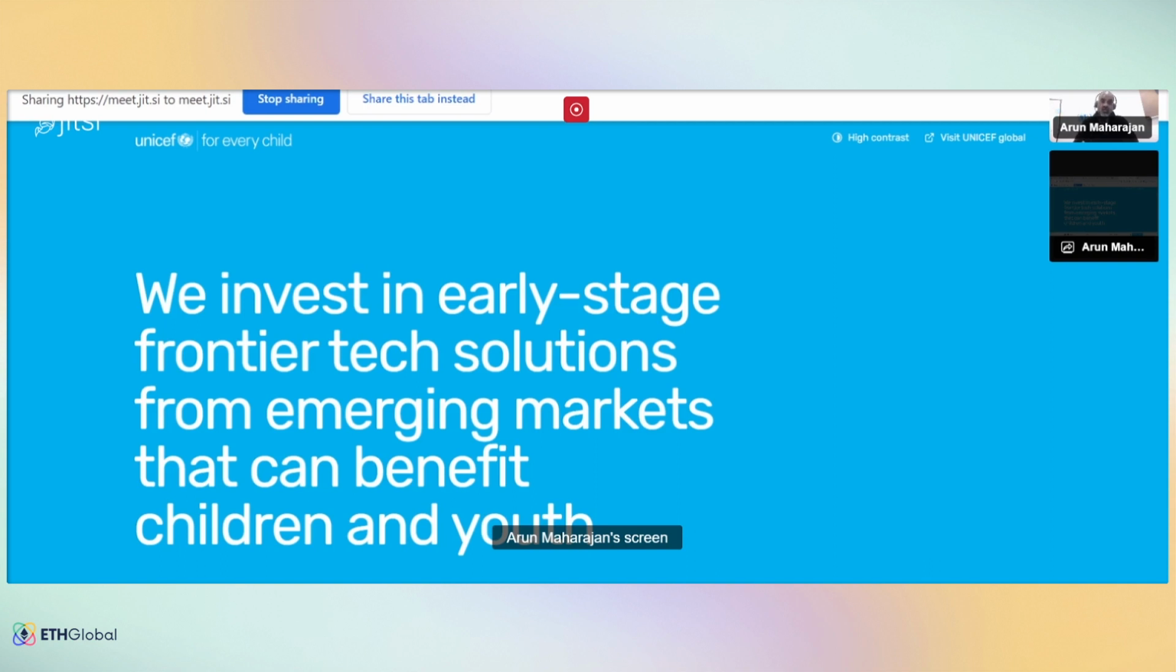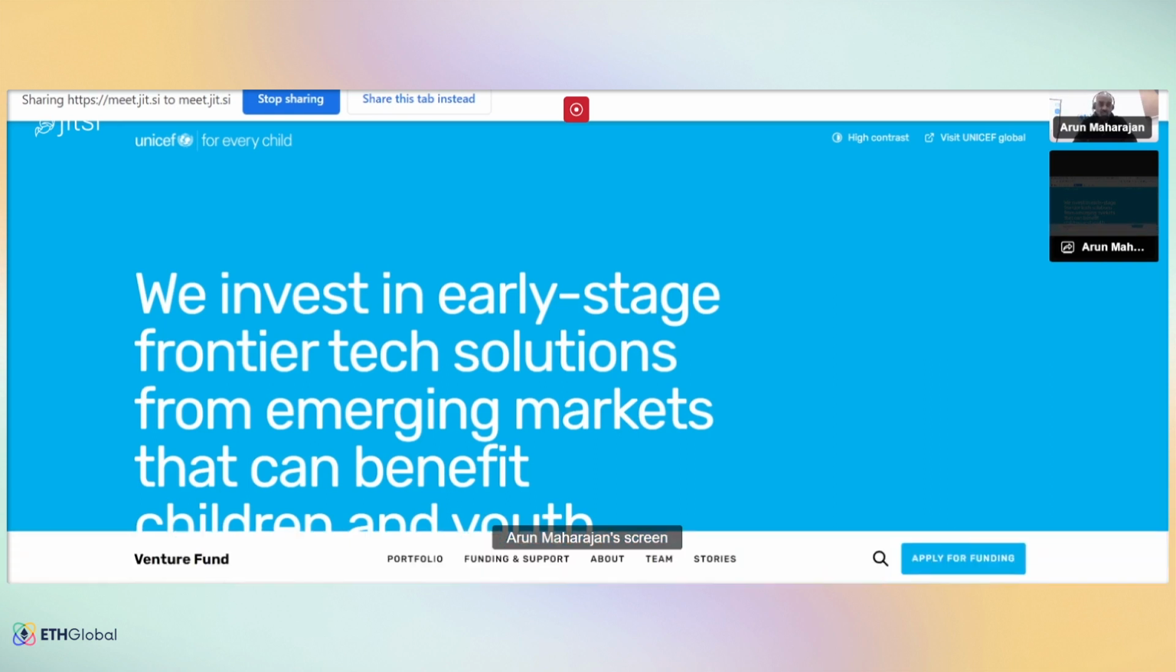We have a few parts in the team. We of course invest in early stage frontier tech solutions, including blockchain and Web3 from emerging markets that can benefit children and youth. We also build internal prototypes in the various tech areas that we are part of, and we interface and work very closely with the Digital Public Goods Alliance. And we are a big fan of open source.